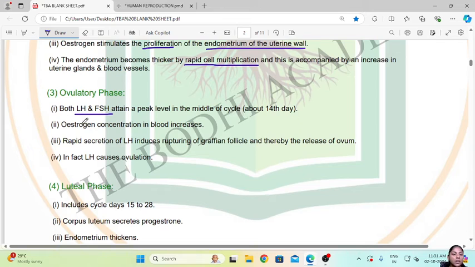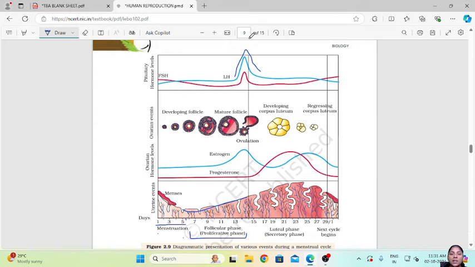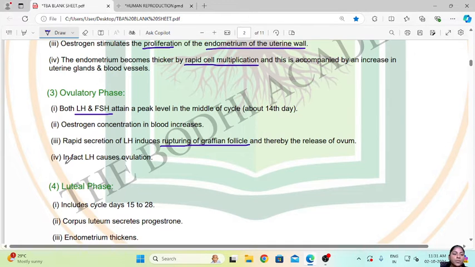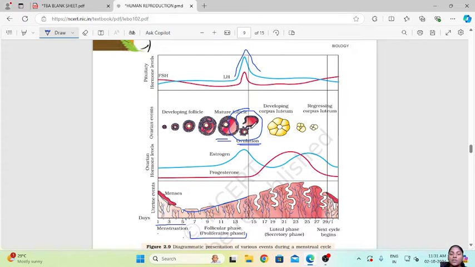Then the estrogen concentration in blood increases, and rapid secretion of LH induces the rupture of the Graafian follicle and thereby the release of the ovum. As we can see, on this 14th day, the mature Graafian follicle has ruptured and the ovum has been released, that is, ovulation has taken place. So in fact LH causes the ovulation, that is the rupture of the follicle and release of the ovum.